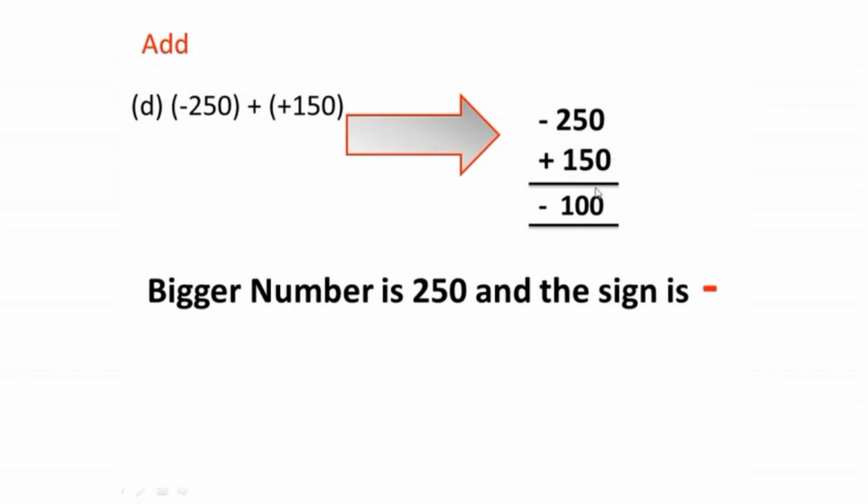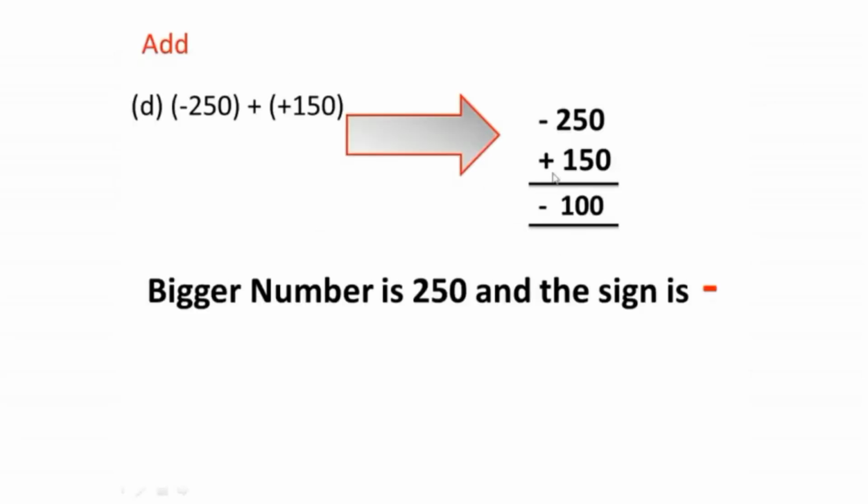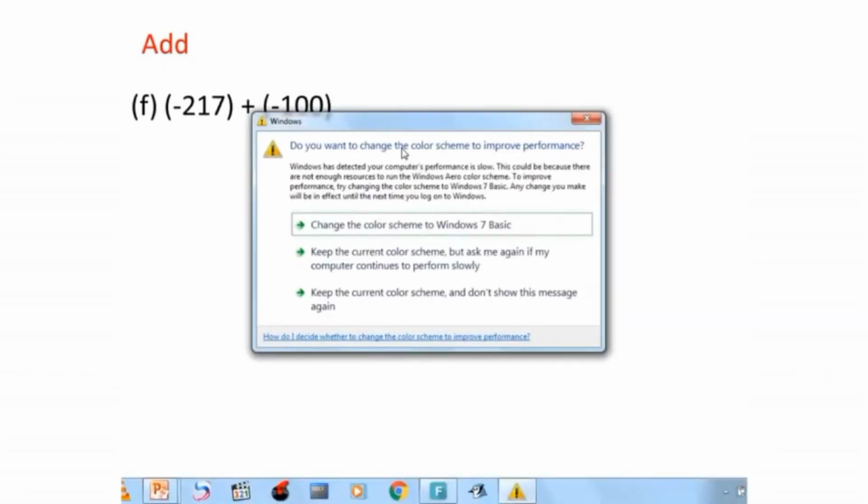Please look at here, minus 250 plus 150. We have subtracted: 0 minus 0 is 0, 5 minus 5 is 0, 2 minus 1 is 1. And the result is 100 with the sign minus, the reason being that the bigger number here is 250. I hope you have understood. Let's do it in another method. The last two you have seen. Please try this one in another method.